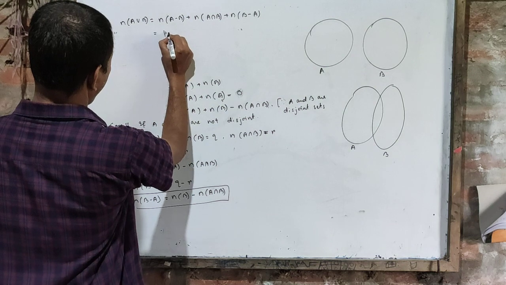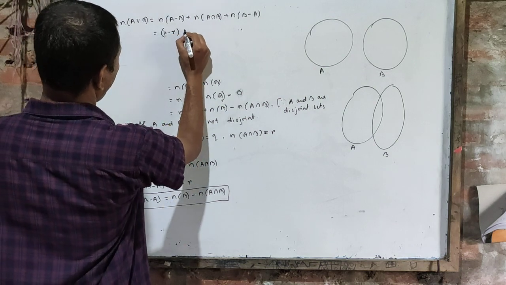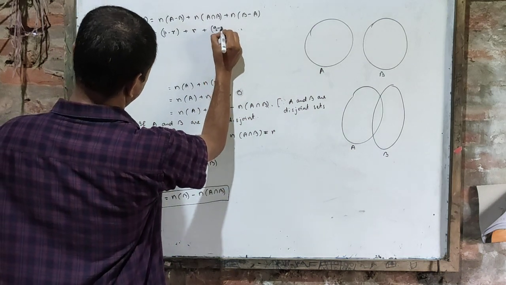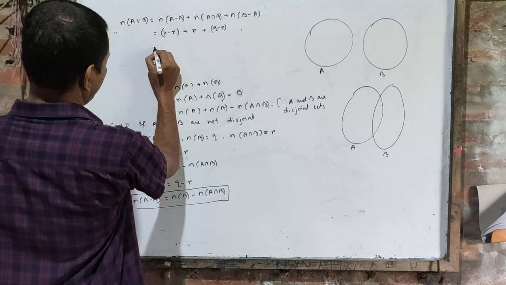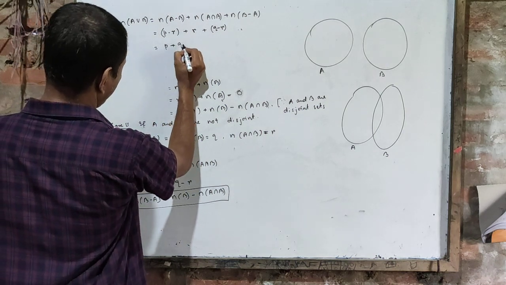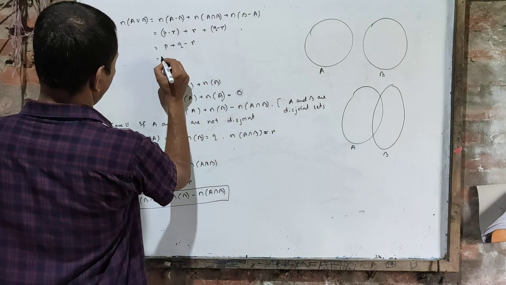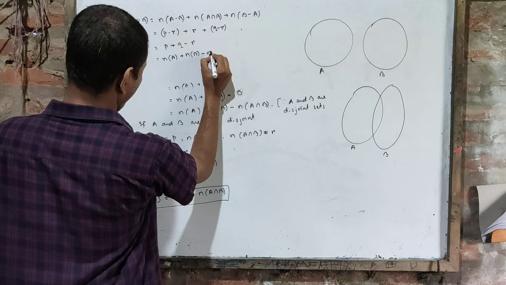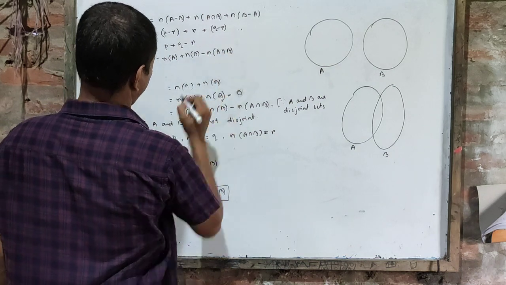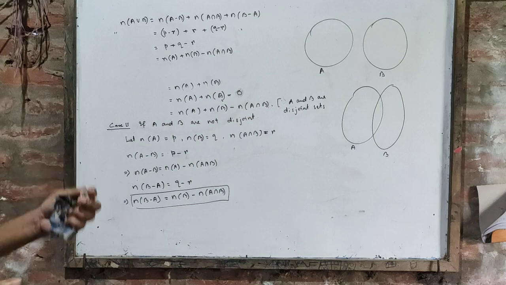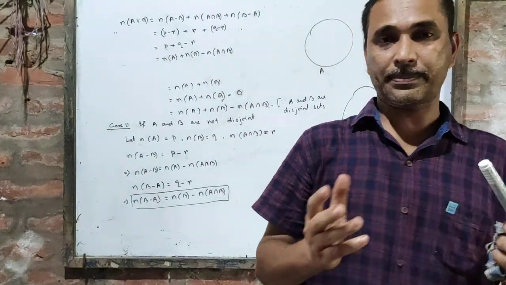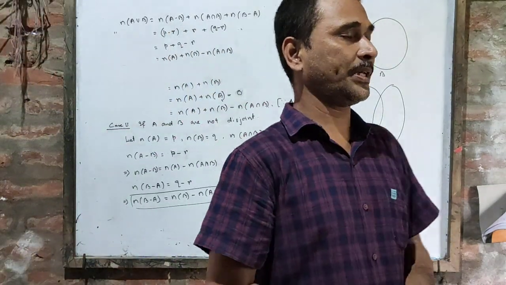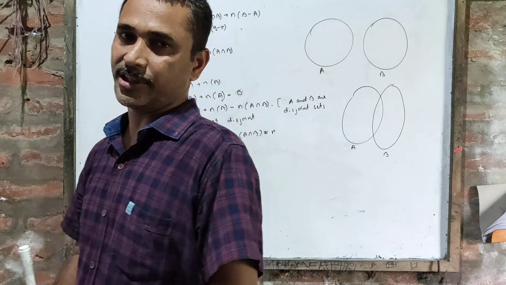Alright? What is N of A difference B as we have found here? P minus R. What is N of A intersection B? R. What is N of B difference A? Q minus R. One R gets cancelled and we are left with P plus Q minus R, which is equal to, P means N of A, Q means N of B, and R means N of A intersection B. So here in this case also, N of A union B is equal to NA plus NB minus N of A intersection B. Thus in all the cases, N of A union B is equal to NA plus NB minus N of A intersection B.